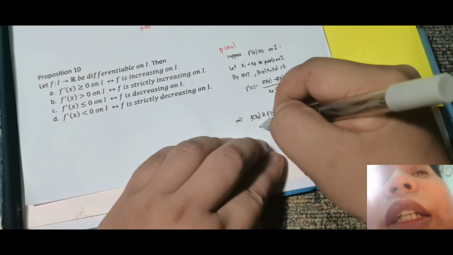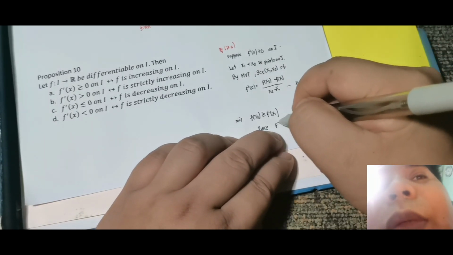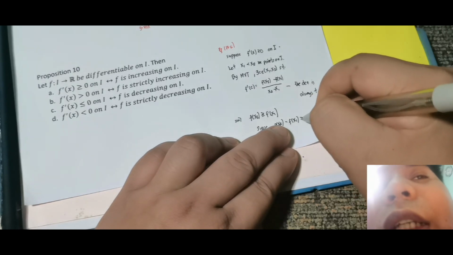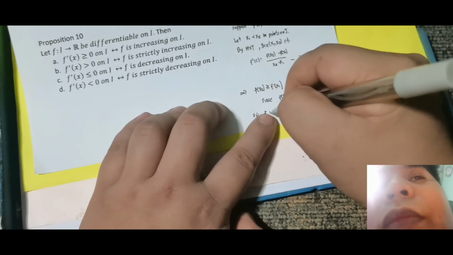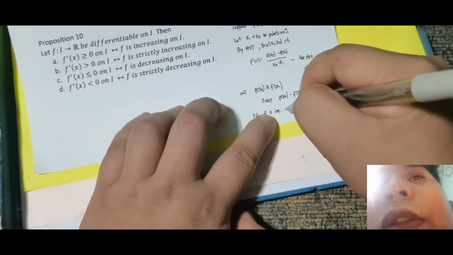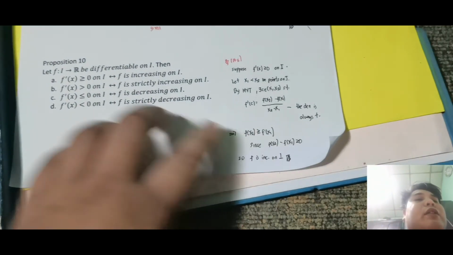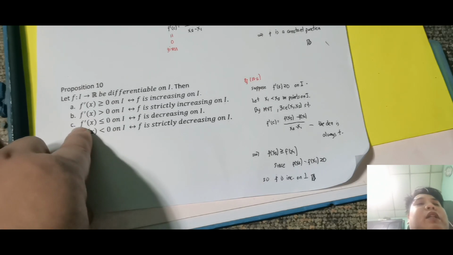So, lagay ko na lang since f of x sub 2 minus f of x sub 1 is greater than or equal to 0. Okay, so f is increasing on I. So that is that. Okay, so ganun lang siya kasimple. So pag pinrove mo tong isa, similar siya sa prove sa letter C. So yung 10.A saka 10.C is similar.